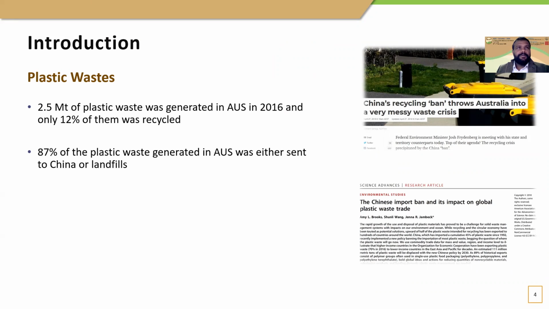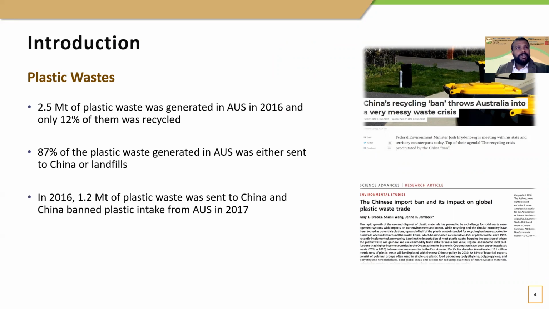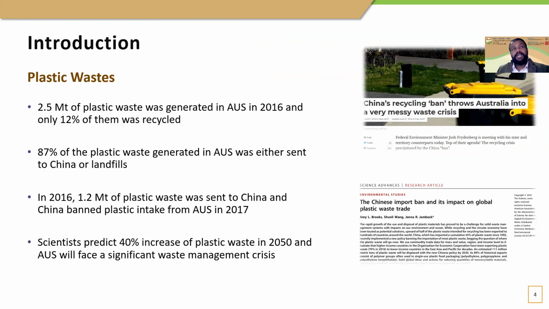87% of plastic waste generated in Australia was either sent to China or landfills. In 2016, 1.2 million tons of plastic waste was sent to China, and China banned plastic intake in 2017. Therefore, scientists predict a 40% increase of plastic waste into 2050, and Australia will face a significant waste management crisis.